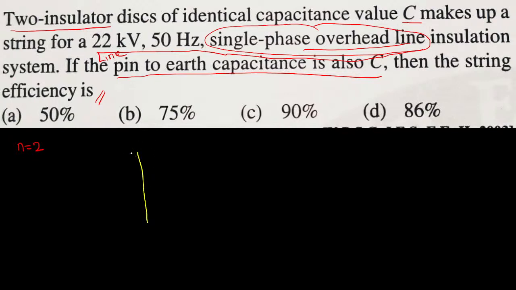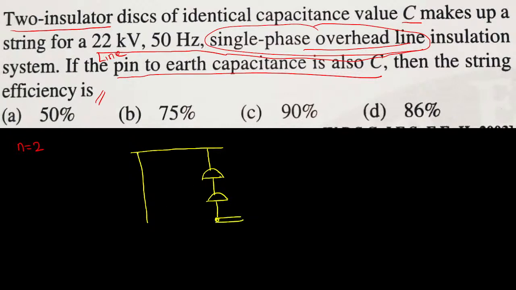So let us draw, this is the pole, this is the cross arm. In this cross arm only we are connecting the insulated disc. So that is the first insulator and then second insulator, then it will be attached with the transmission line. Fine sir. Transmission line voltage is given.